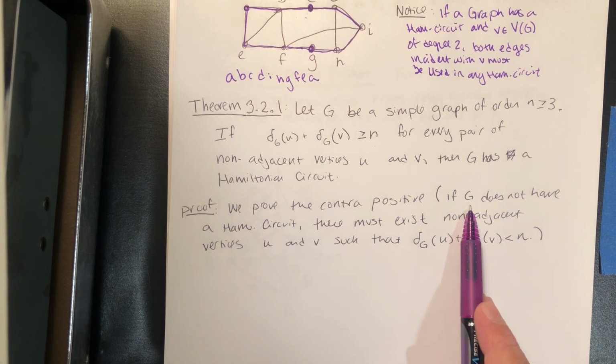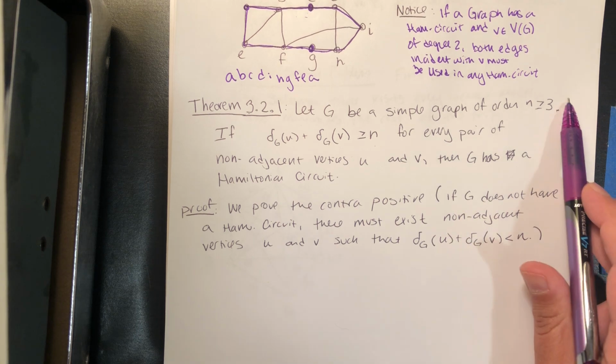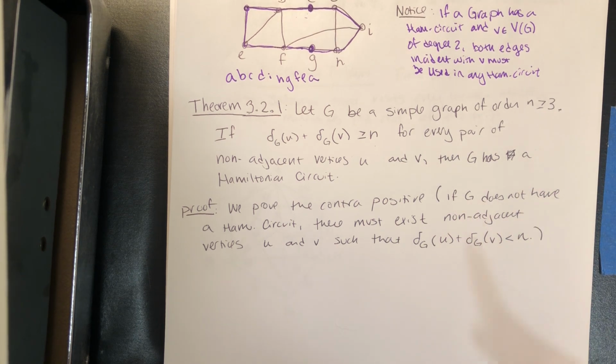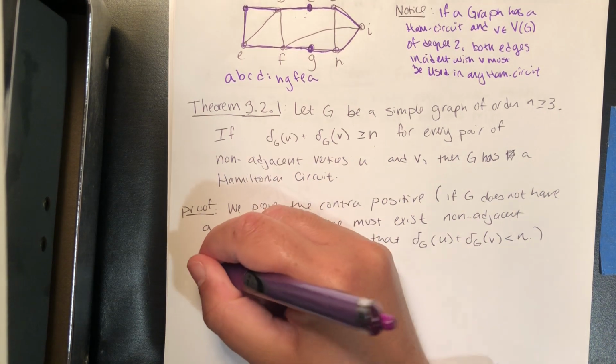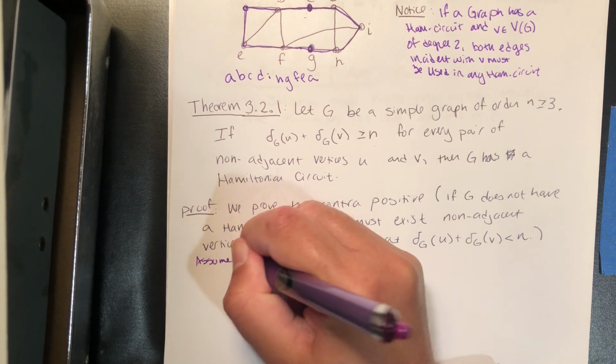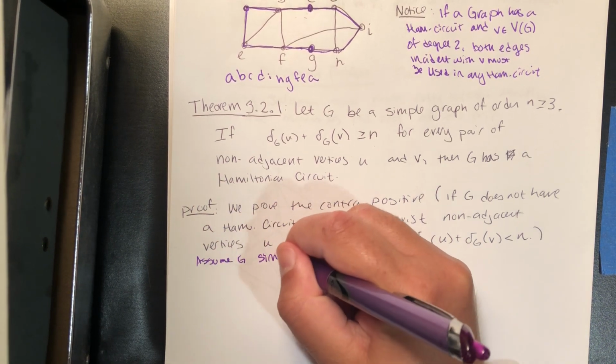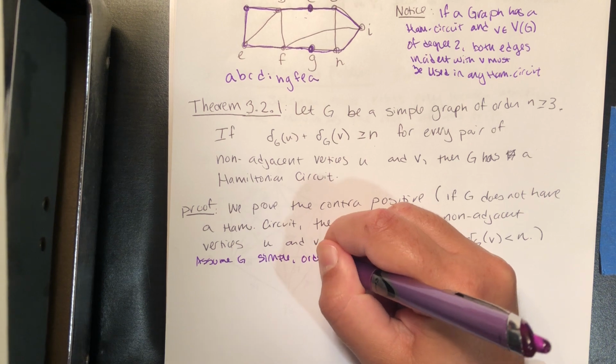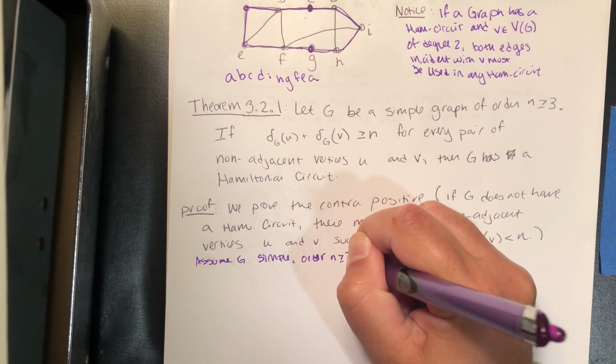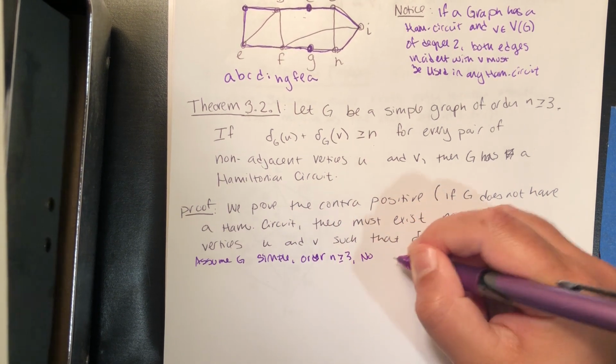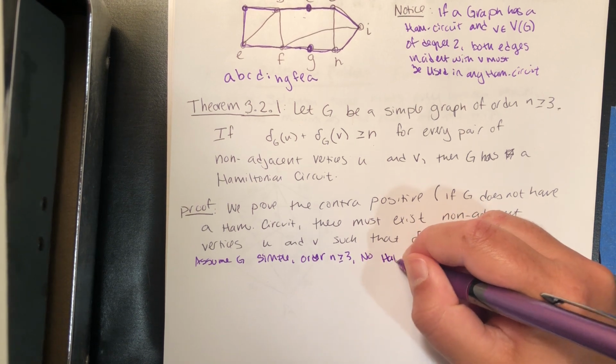So let's assume that G is a simple graph of order at least 3 that does not have a Hamiltonian circuit. Assume G is simple, of order n greater than or equal to 3, and that it has no Hamiltonian circuit.